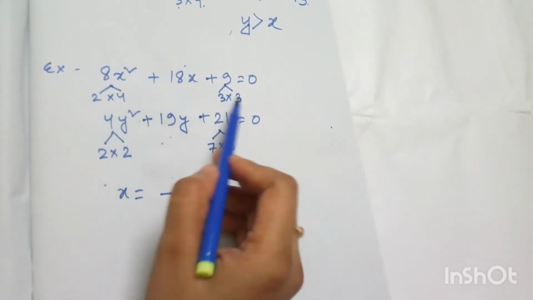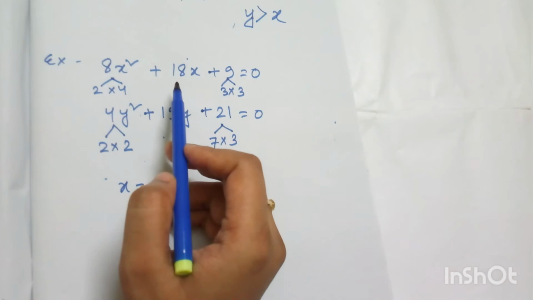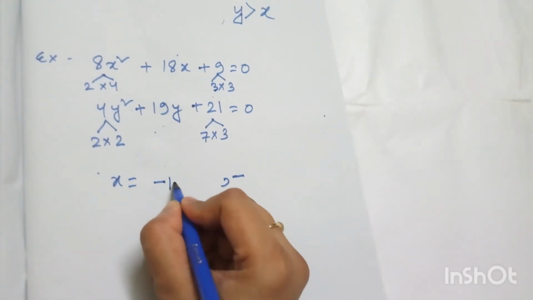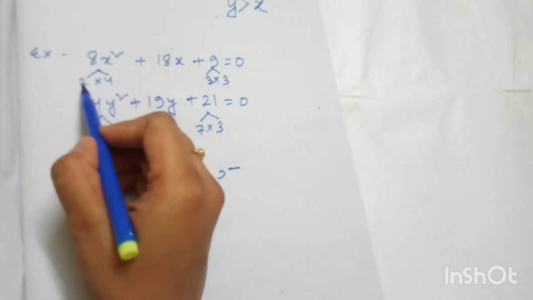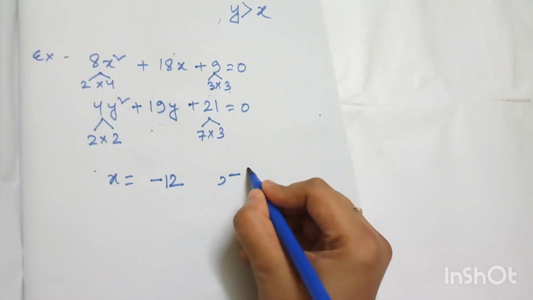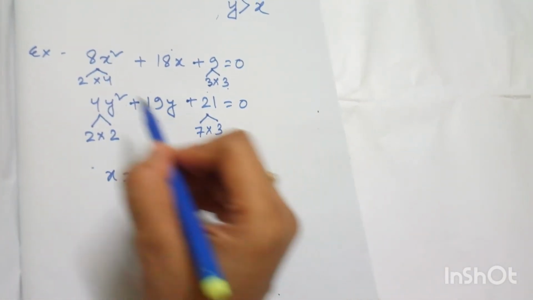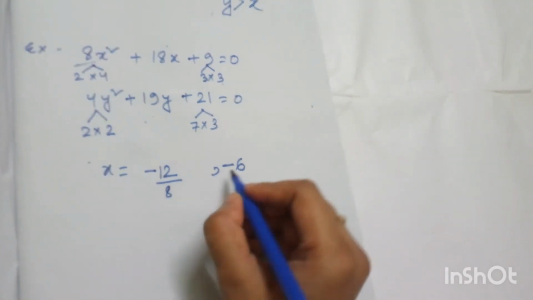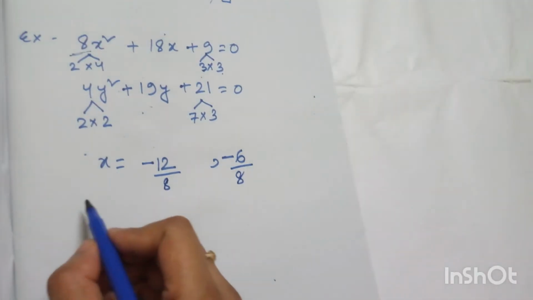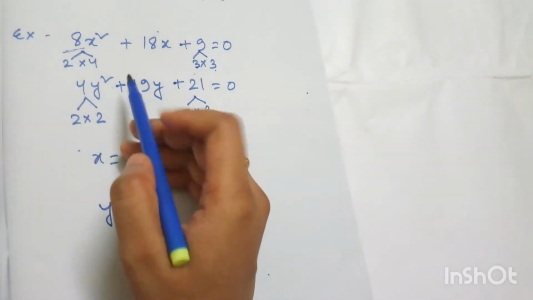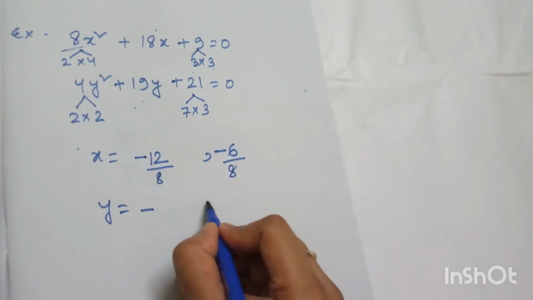How can we arrange these four numbers to get 18? If we do 4 into 3, we'll get 12, and 3 into 2 will get 6. 12 plus 6 equals 18. And as the constant is 8 here, so divide it by 8. Okay. And then the value of y will be here plus and plus, so minus and minus.